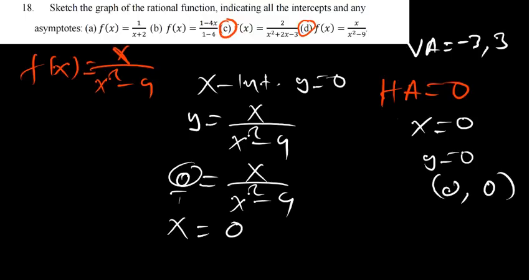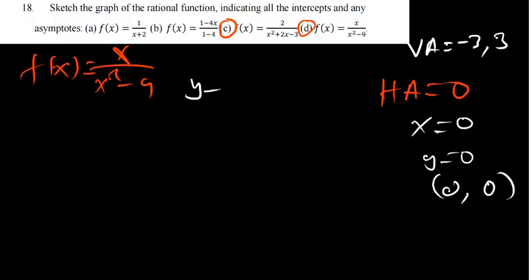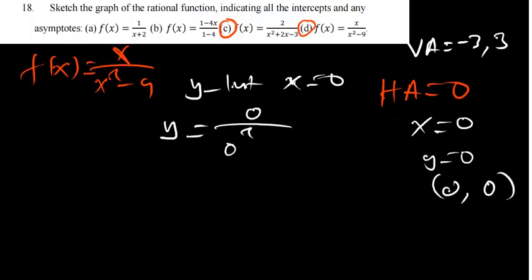Is that okay? To find the y-intercept, x has to be equal to 0. So I'm going to say y is equal to, where there is x, let's put 0. I'm going to put 0, 0 squared minus 9. So I'm going to have y is equal to 0 over negative 9. 0 over anything is 0. So again, I'm going to have 0, 0.